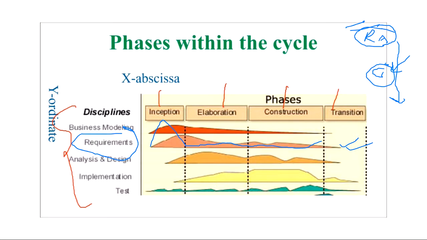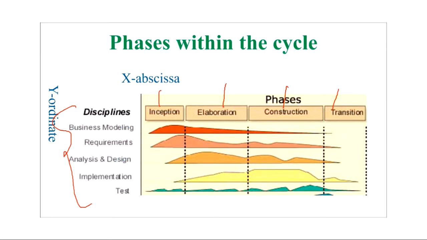So if you try to make this same graph in the waterfall model, for every discipline you are doing, for example requirement analysis, it will be very high in the requirement analysis phase only. Whatever requirement analysis you want to do, just do it in this phase only. After that your graph will fall flat. Analysis and design, there will be no analysis and design in the inception phase. It will be in the elaboration phase, then again it will fall flat. Implementation, there will be no implementation in the inception or elaboration phase. All the implementation will be in the construction phase, and then the graph will fall flat.